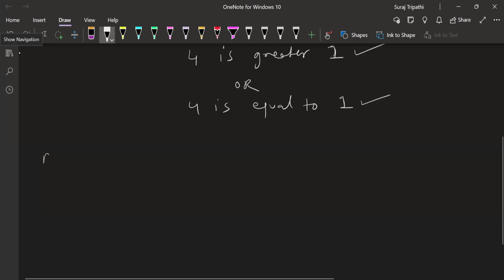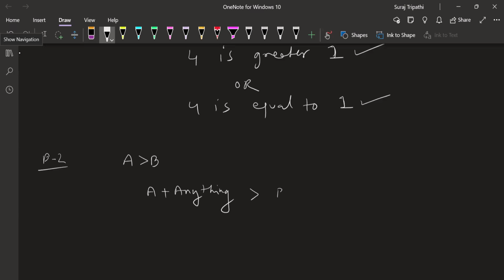Now property 2 is, suppose there are two numbers where A is greater than B. If A is greater than B, then addition and subtraction by any number from both sides is allowed in inequality. If you are adding the same number to both sides, it will be valid and the inequality will be true. So adding any number to both sides is allowed in inequality.